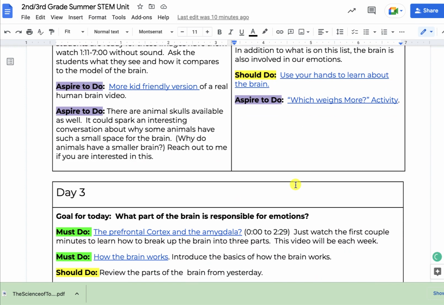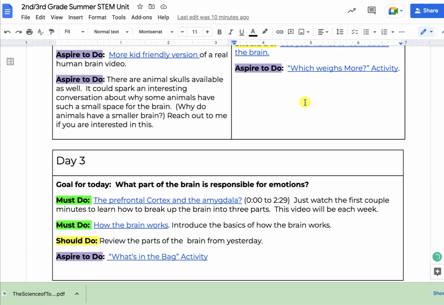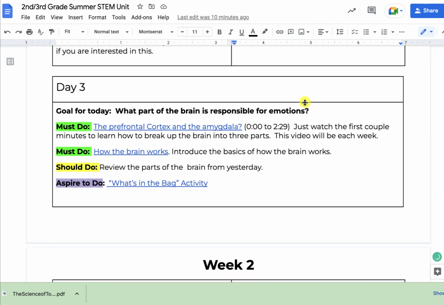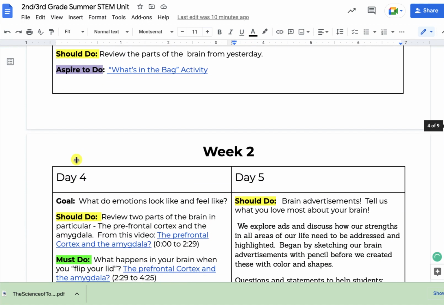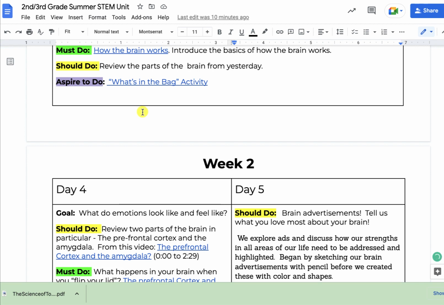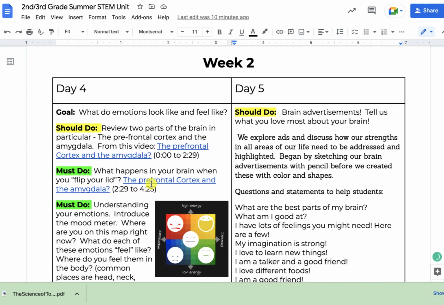And then here's a way to learn about the brain. But again, you can watch those little videos and figure out what that is talking about. Yeah, so again, must do. Sometimes there's a couple must do's in a day, should do. And then there's some kind of sensory activity to do on the first week here.